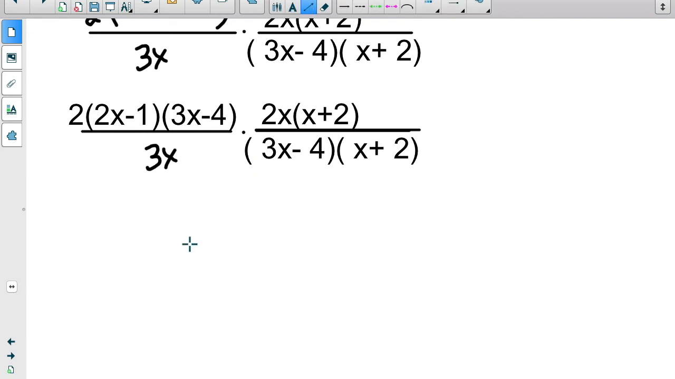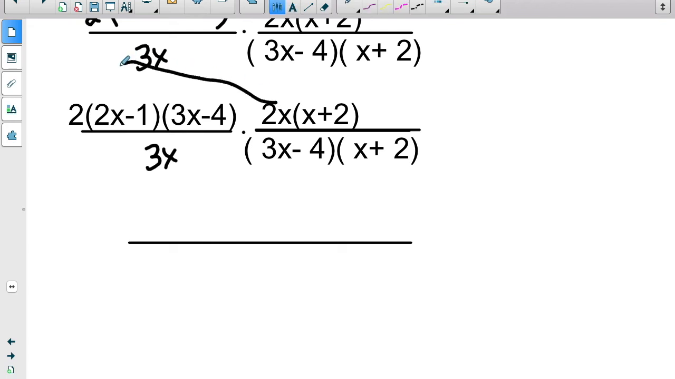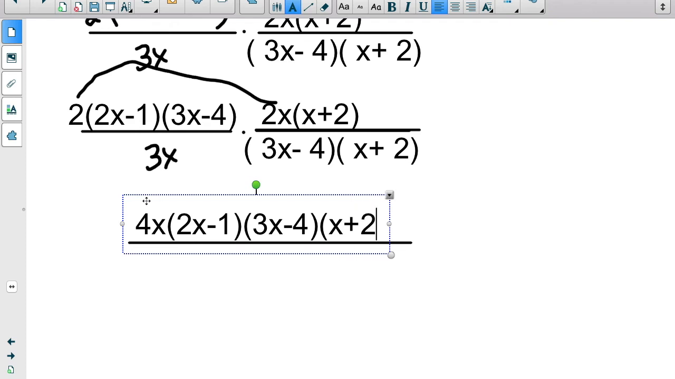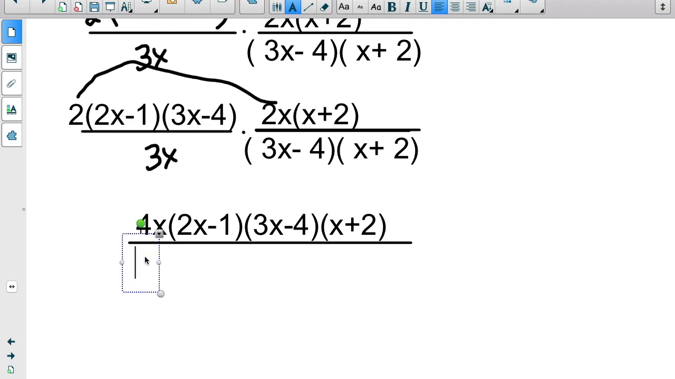Okay, now that we have everything factored, we can go on and multiply this all together. And we multiply this together, well, 2x and 2 will multiply together. And 2x times 2 will give us 4x times 2x minus 1 times 3x minus 4 times x plus 2 on top. And on bottom we'll have 3x times 3x minus 4 times x plus 2.